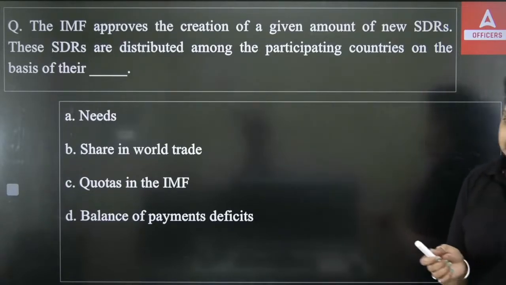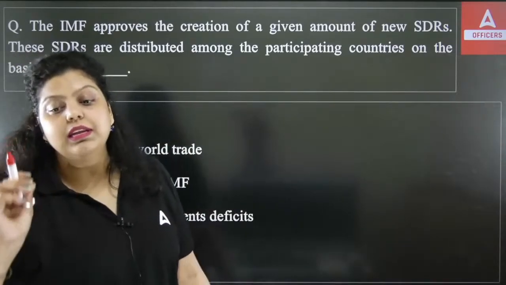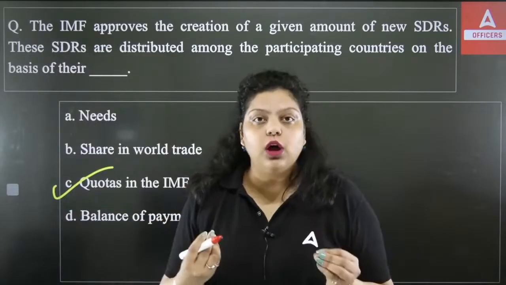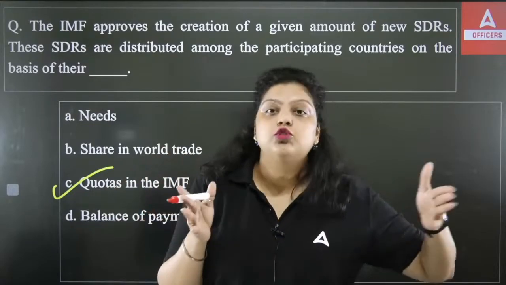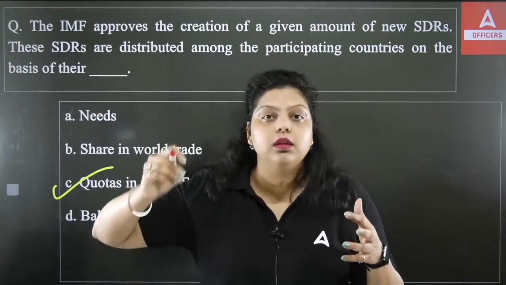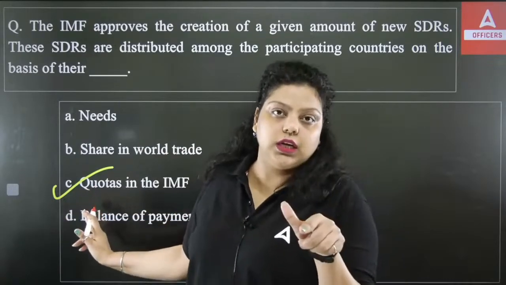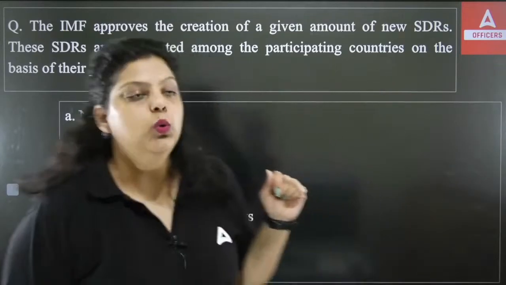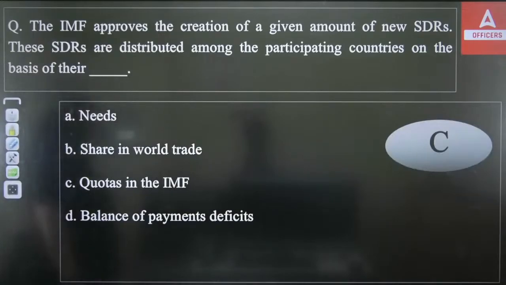Okay, so the right answer here will be quotas in the IMF. As I have told you, if you want to become a member of any international organization, you have to contribute a certain amount of money. That depends on your economy size. On the basis of your economy size, a particular percentage will be given to you, that this should be your contribution in the IMF, and then you will become a member of the IMF. So whatever contribution you have made, accordingly a particular quota will be decided in the IMF for your country. And on the basis of that, the SDR participation will be given to you. So the right answer will be option C.